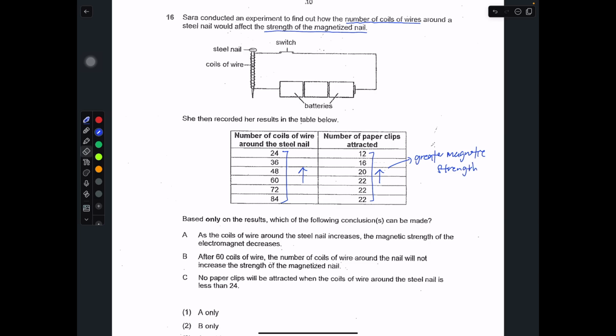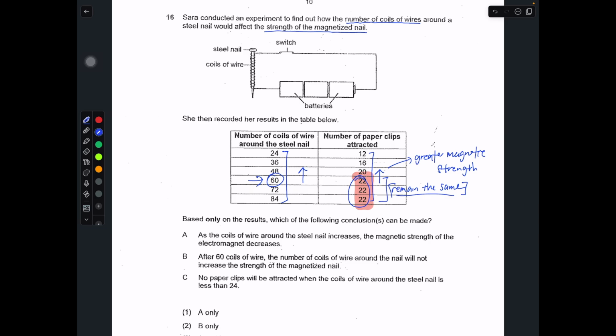But there's a catch. You take a look at this part. After some time, this part over here remains the same. Okay, so it's when it reaches 60 coils and above, and it remains the same. So it probably tells us that the magnetic strength remains constant on this part. That's why it did not increase the amount of paper clips attracted.